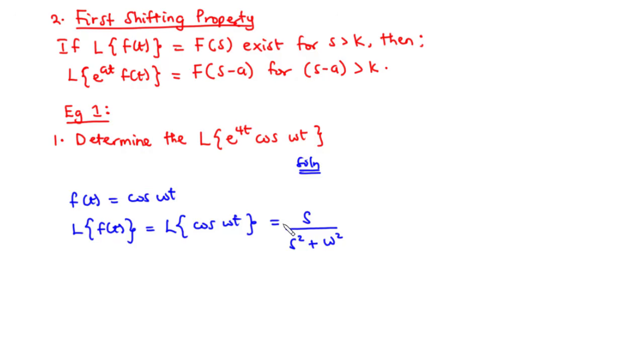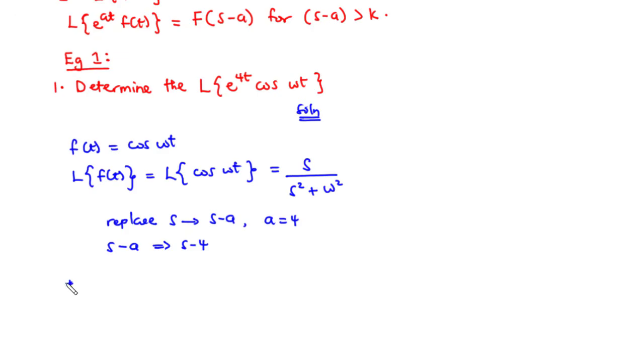Now the next thing we are going to do is replace s by s minus a. So wherever we see s in this transform, we are going to replace that by s minus a. Now comparing these two Laplace transforms, we have a here to be 4. So a is equal to 4. In that case, s minus a becomes s minus 4. So wherever we see s, we are going to replace that and fix s minus 4.